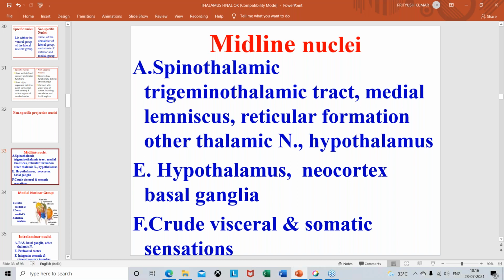And the function is they are concerned with crude, visceral, and somatic sensation. So midline nuclei are important for crude, visceral, and somatic sensation. And you'll notice that so many sensations are coming from the spinal cord, from so many areas, and they are projecting to the cortex, basal ganglia, and hypothalamus. So at least you should remember the function of the midline nucleus. That is, they are concerned with crude, visceral, and somatic sensation.